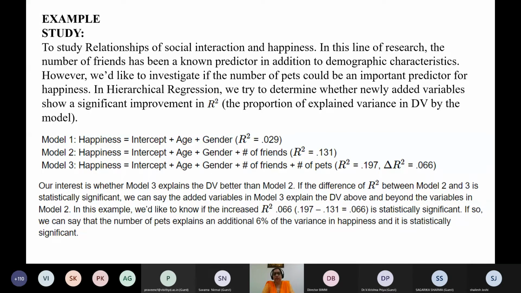Now somebody wants to know what's going to be the impact of the number of pets on the happiness index, which I think is a very relevant research today, specifically in the time of pandemic. So we'd like to investigate if the number of pets could be an important predictor of happiness. In hierarchical regression, we try to determine whether newly added variables show a significant improvement in R square. The proportion of explained variance is R square in the dependent variable. So happiness equals the intercept plus age and gender.